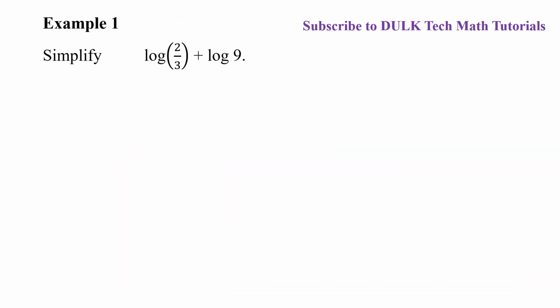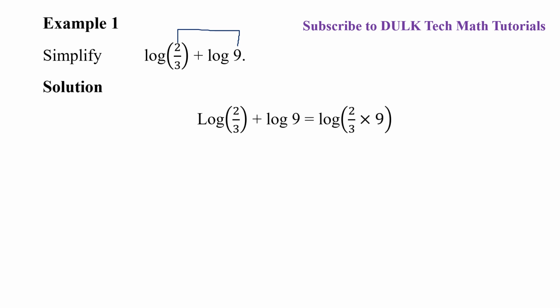So I'll take this one as my first example. I am going to use the laws of logarithms. When we are adding two logarithms of the same base, we simply multiply these numbers. So this means log 2/3 plus log 9 is the same as log 2/3 by 9, like this, right?